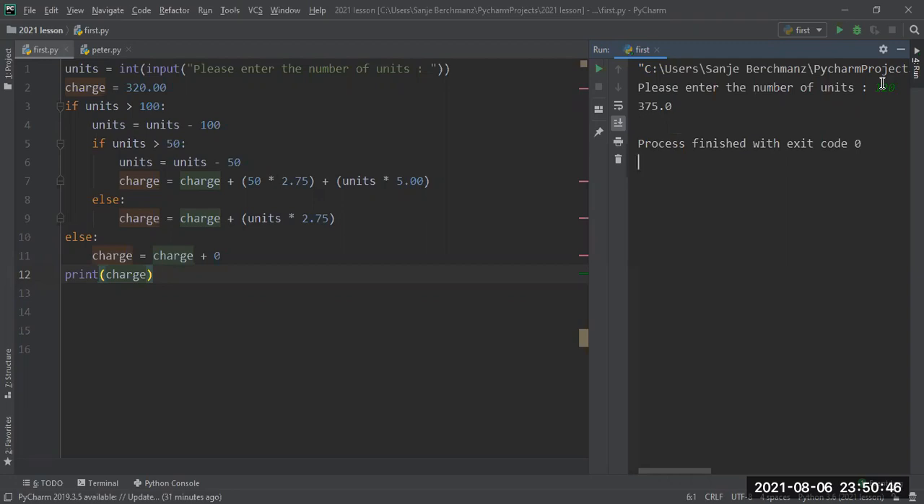All right. Is that clear, everyone? Yes, sir. All right. Just copy this down, or type it in your PyCharm if you can.